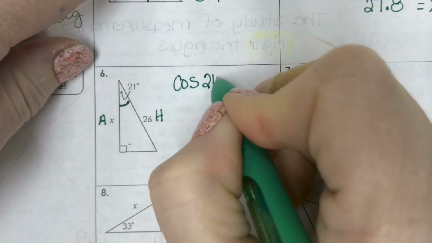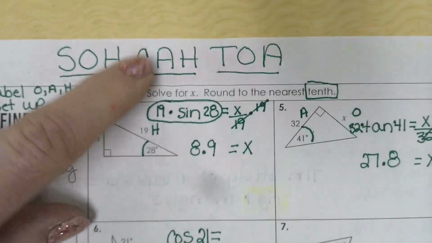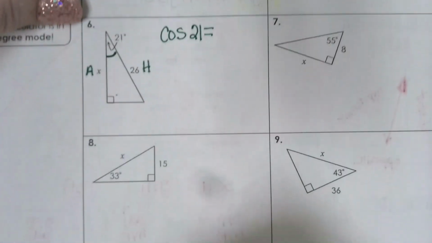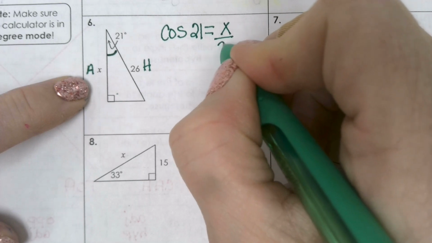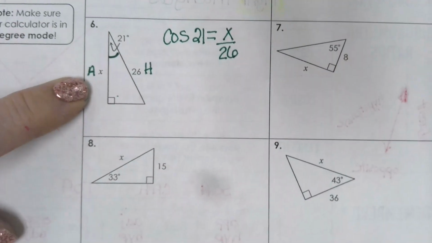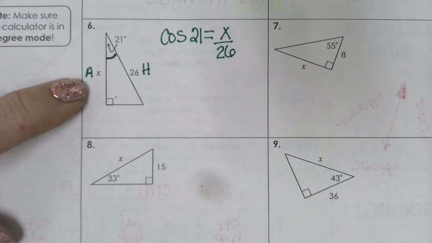21. Cosine is adjacent over hypotenuse. All right, you should be able to finish that problem on your own. Go ahead, use your calculator, finish that problem.